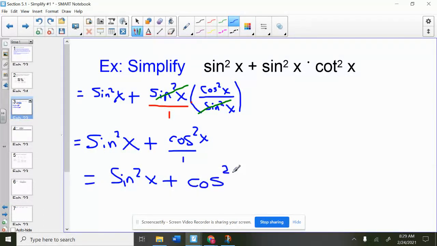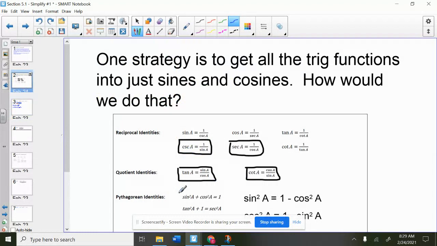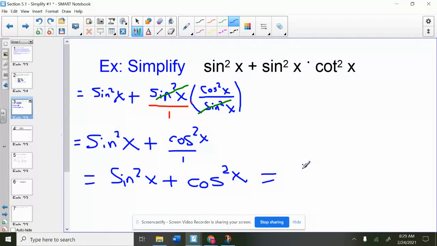Okay, how can I simplify this? Well, I'm hoping by now, if you've really worked at these problems, you should recognize this somehow. Because I go back to here, and that's one of the most important things that we'll do with trig identities. Sine squared plus cosine squared equals 1. So this, and I'm done. This is as simplified as I can get.